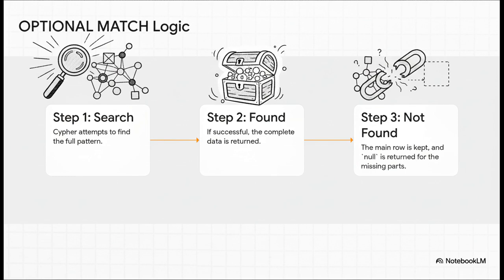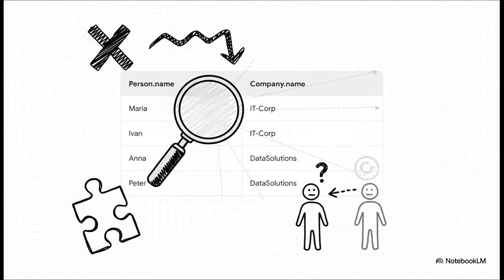It keeps what it did find and just gracefully tells you what's missing. The result? You never accidentally lose data. So here's the before picture. Let's say we run a query to find people in the companies they work for. If we use a standard match, anyone who doesn't have that works-at relationship just disappears from our results, vanishes. Suddenly our list is incomplete, and honestly, it's pretty misleading.